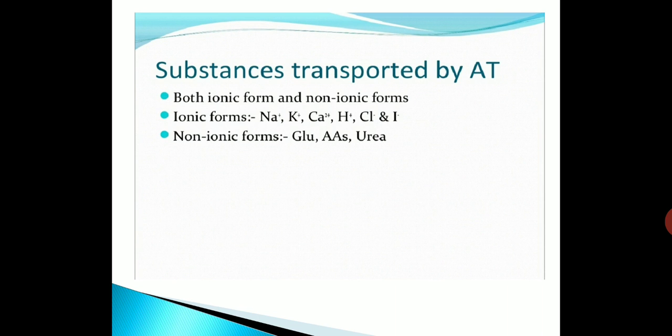Substances transported by active transport are both in ionic forms and non-ionic forms. Ionic forms may be sodium ions, potassium ions, calcium ions, hydrogen ions, chloride and iodide. Non-ionic forms are glucose, urea, etc.